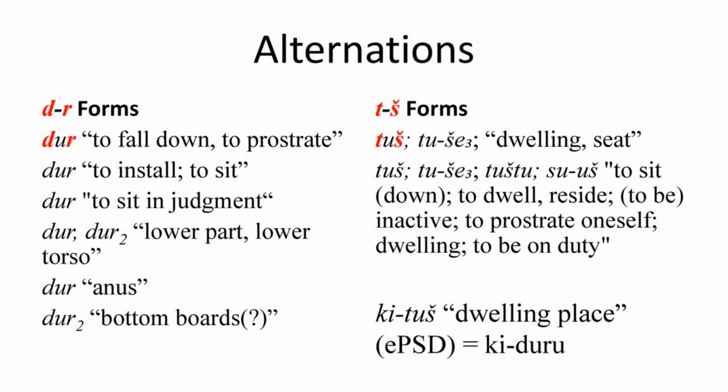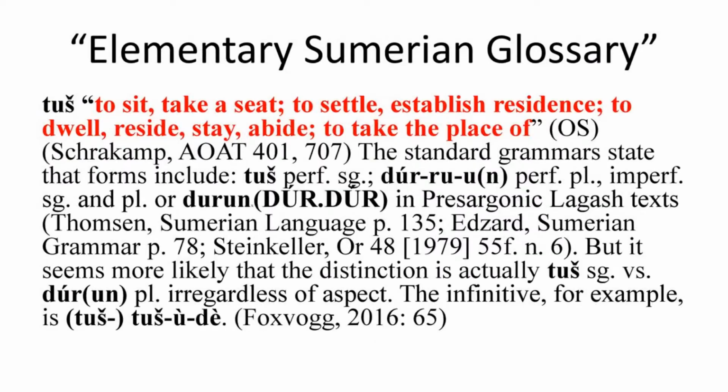Ki.tush is the same as Ki.duru, and it's saying dwelling place, right? And so just like in ancient Egyptian, the Sumerian has both forms of the word meaning the same thing. And this is just a different dictionary. This is the Elementary Sumerian Glossary from Foxvog 2016. And his entry: tush, to sit, to take a seat, to settle, establish residence, to dwell, reside, stay, abide, to take the place of. And he's talking here about how it's a different form of duru or durun. And you could read this off for yourself. But most will tell you that tush and dur are the same word.